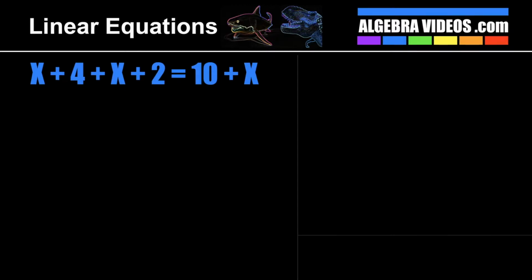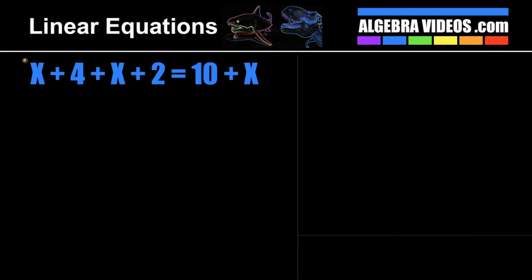x plus 4 plus x plus 2 equals 10 plus x. So these are similar to the problems we were doing before, but now we have a little bit of x on both sides. So how do we do this? Well, we want to combine like terms and then get rid of any numbers that are by themselves and then isolate x. In short, we want to get x by itself. So let's see how we do that.